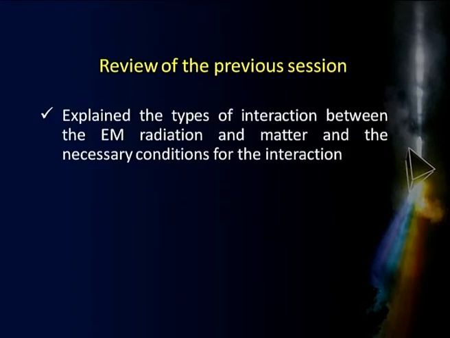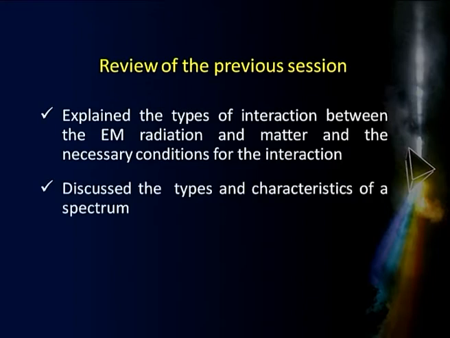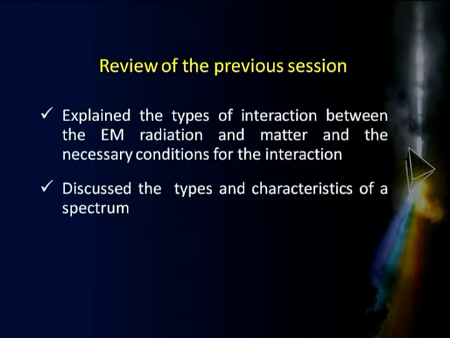Thereafter, having defined what EM radiation is, what a molecule is, how it looks, and what the energy levels are, we talked about the type of interactions possible between EM radiation and matter, and the prerequisites or necessary conditions for such an interaction to take place. This was followed by the types and characteristics of a spectrum. We all recall that there can be an absorption spectrum, an emission spectrum, or a scattering spectrum. In terms of characteristics, we talked about the position of the signal, the width of the signal, and the intensity of the signal. So, there are three things we talked about there.